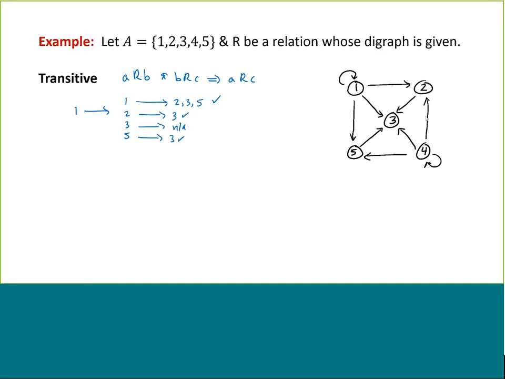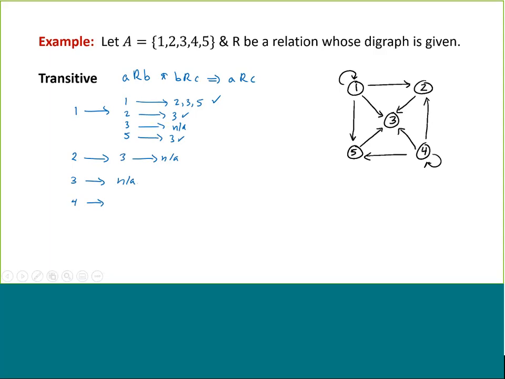Now, if we started at 2, and this is where things get interesting. You start at 2, you have to go to 3. And if you go to 3, you can't go any further. So there's no length 2 path that starts at 2. If you start at 3, well, you can't go anywhere because there's no arrow leaving 3. So there's no length 2 path that starts at 3. So you don't have to worry about anybody there either. If you start at 4, 4 is going to be a mirror image of 1.